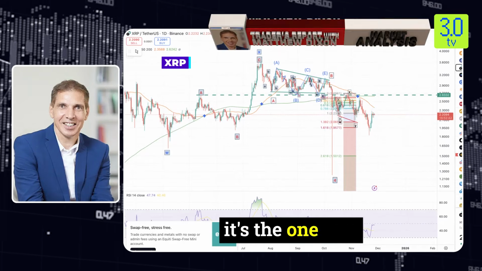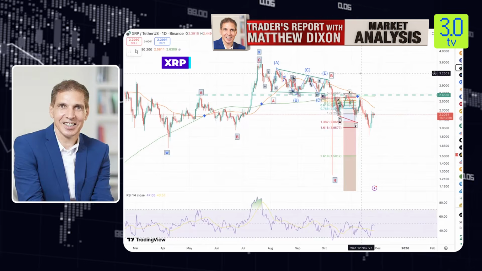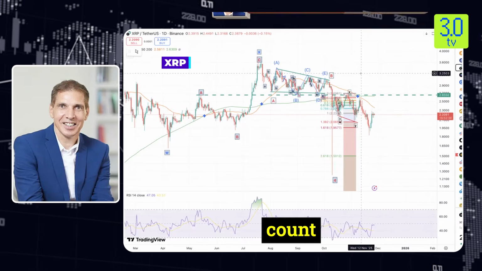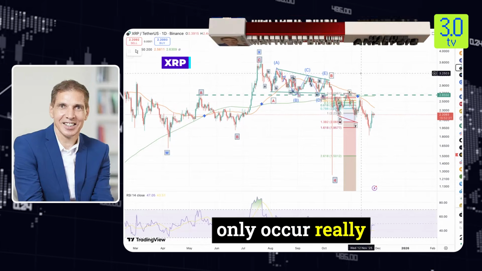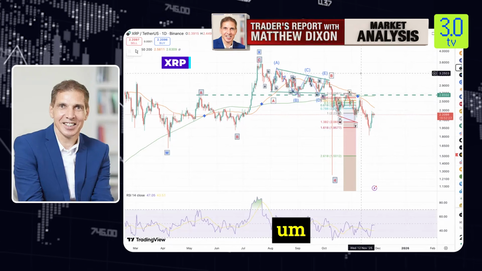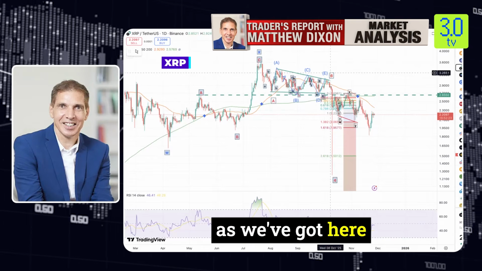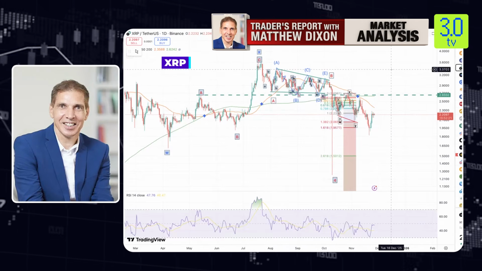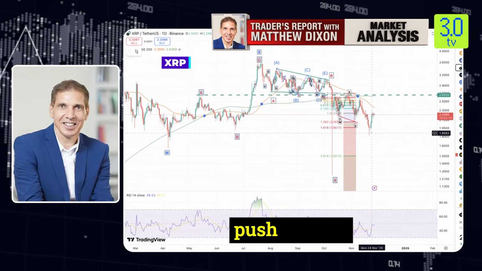And as I say, it's the one that gives me most confidence, because a triangle actually gives you a lot of clues as to where you are within a wave count, because triangles can only occur really in a wave 4 position or a wave B position, as we've got here. So that's quite conclusive as far as I'm concerned. I think we've got a very nice push up here.